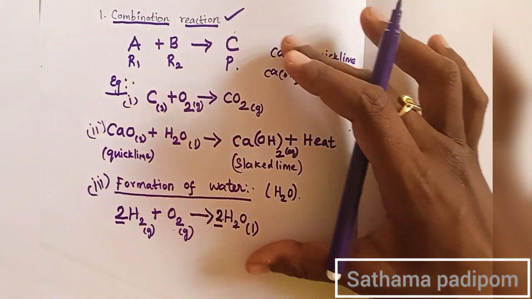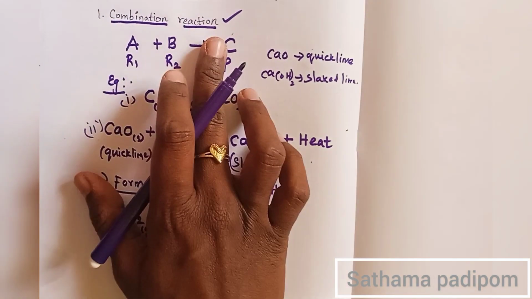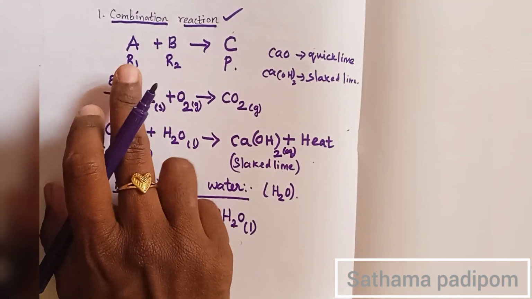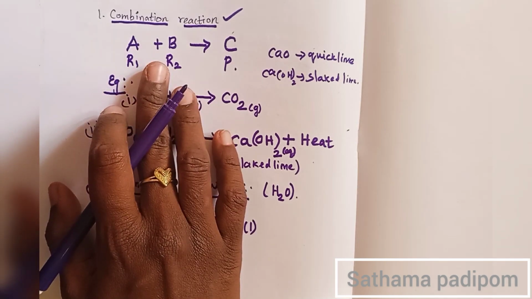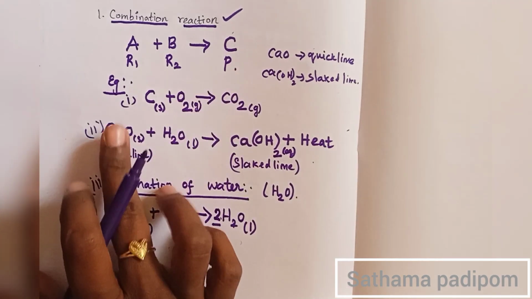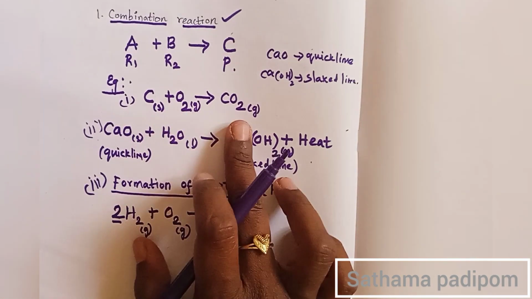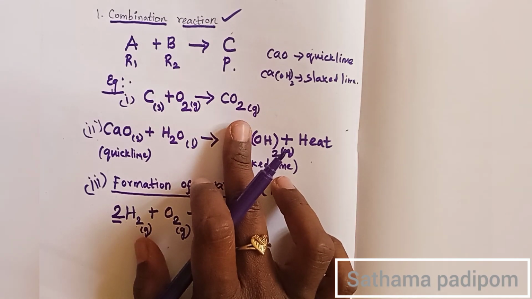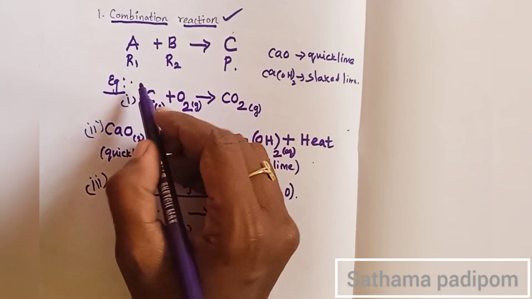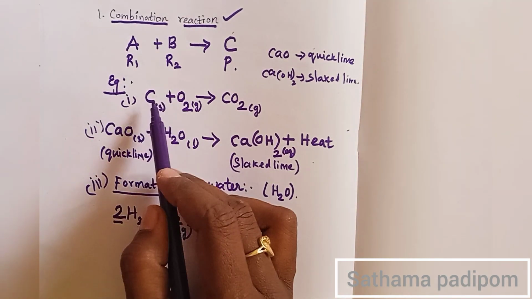Okay. So once again we will recall this. What is the combination reaction? When two or more reactants combine together, they form a single product. Okay, so when carbon reacts with oxygen, it produces carbon dioxide gas. Carbon, it's the burning of coal. Okay, carbon in the sense it's coal.